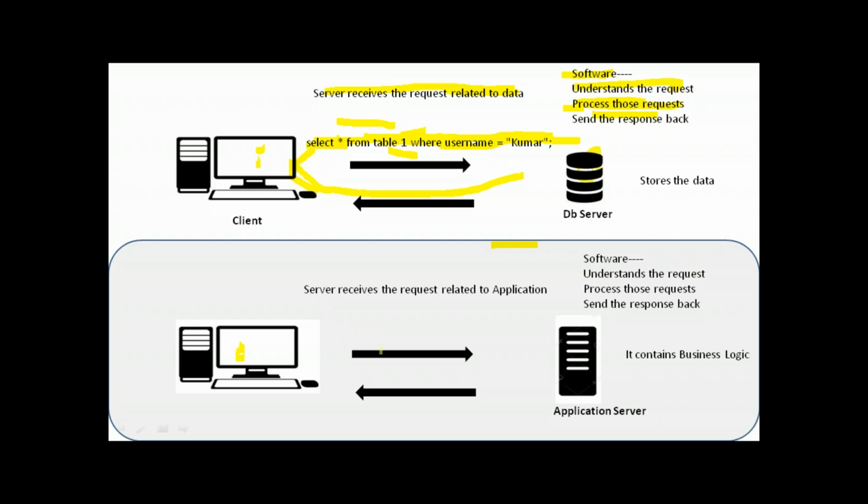From the client, you're sending a request to this application server. Let's say it's a Facebook application server. It will understand anything related to Facebook. Let's say you have sent a login request. This being a software, it will understand that you want to log in and process your request, which means it will build the next page. It will check that your username and password are right, and send the response back, which means it will allow you to log in. This is what you call an application server. What does it contain? It contains business logic.